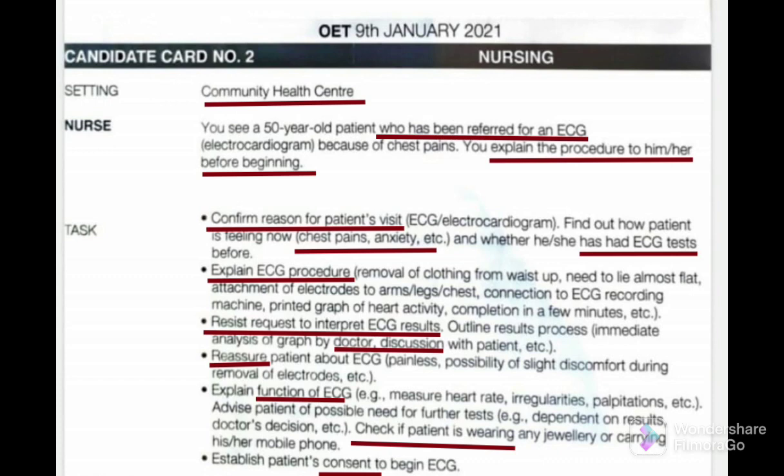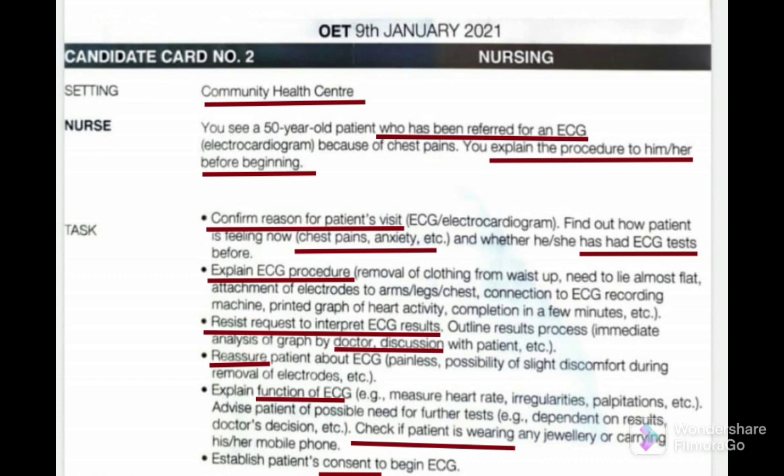What you can do is underline the main parts, the main topics. For example, confirm: you can just underline confirm reason, then ECG. Then when you are doing the role play, it will be easy for you to have a quick look and explain. Then find out how the patient is feeling now, chest pains or anxiety, etc., and whether he has had an ECG test before. So you can underline find out, then chest pain and anxiety, then had ECG before. Just in that way.